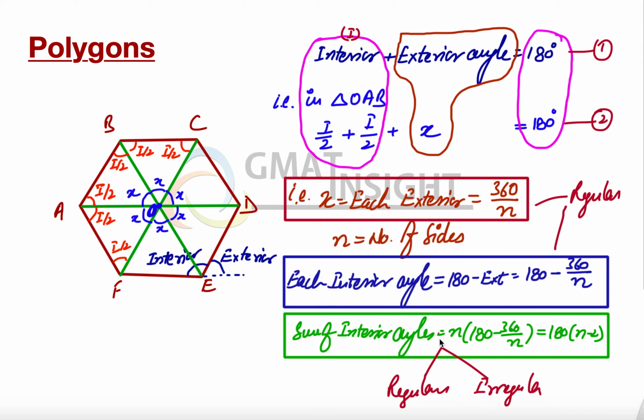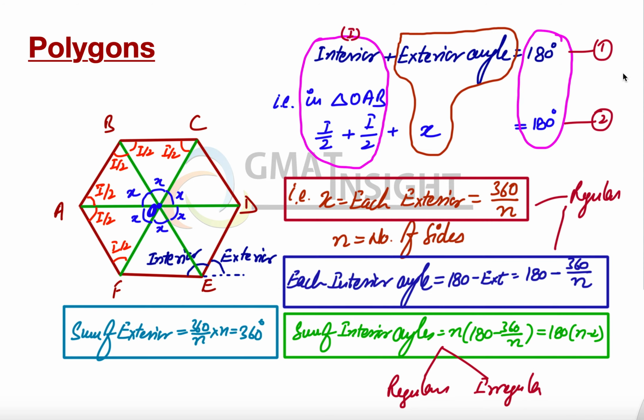Now, the way we understand the sum of the interior angles, in exactly the similar fashion, we can find the sum of the exterior angles as well, and that will be equal to one exterior angle times the number of sides, and that becomes 360 degrees, which means it has nothing to do even with the number of sides. Irrespective of how many sides the polygon has, the sum of the exterior angles is always 360 degrees.